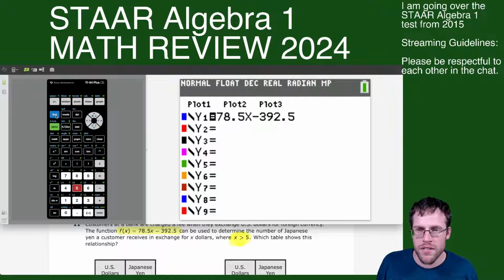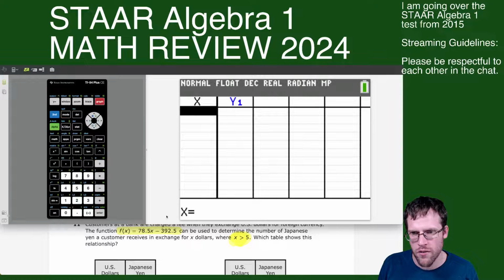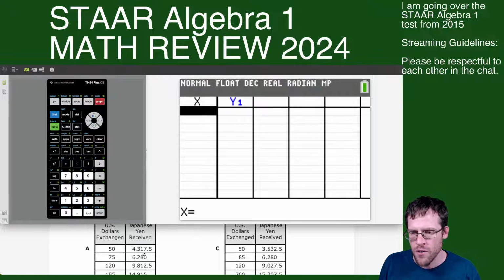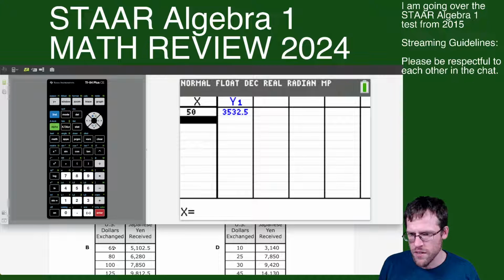So here I'm going to press second window, and I'm going to switch the independent variable from auto to ask. And now watch this. I go to the table, second graph, and it's blank. So 50, 85, 120, 200. I could just start typing in custom values now. 50 should give me 3,532 points. So you see, C is already looking good. A is no good. This one doesn't have 50, so that's sad.